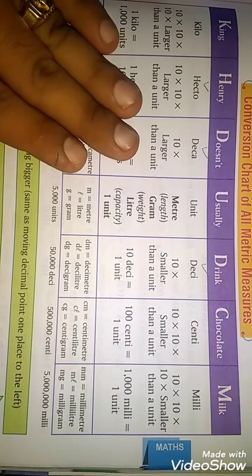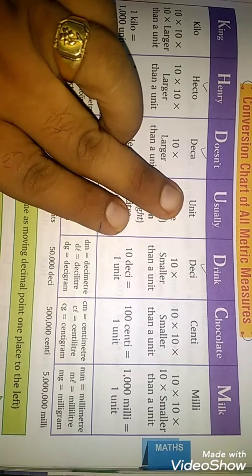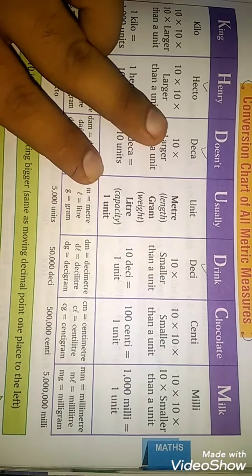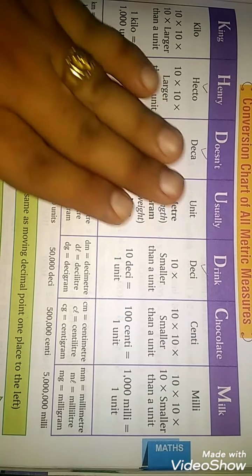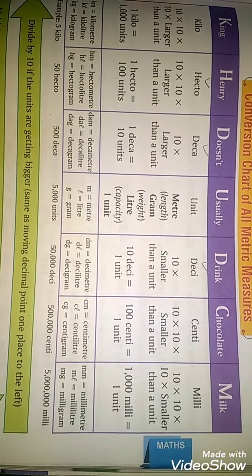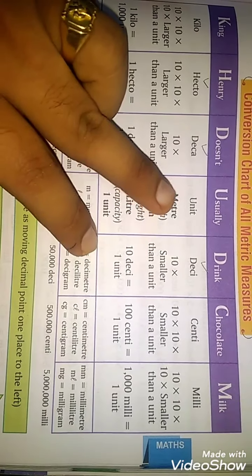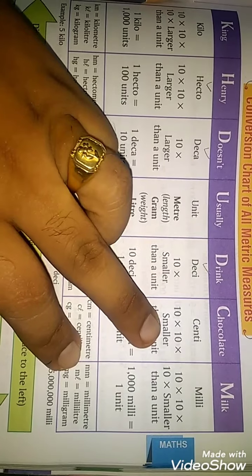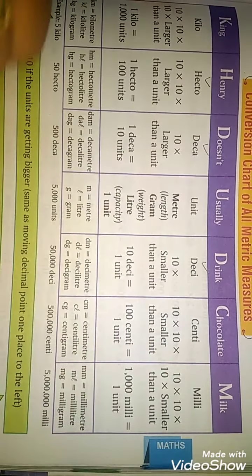Now, in order to convert them, we will multiply by 10 to convert meter into decimeter. To convert meter into centimeter, we have to multiply by 100, or 2 times 10. 10 into 10 is 100. To convert meter into millimeter, we have to multiply by 1000. Then only it will come in millimeters.